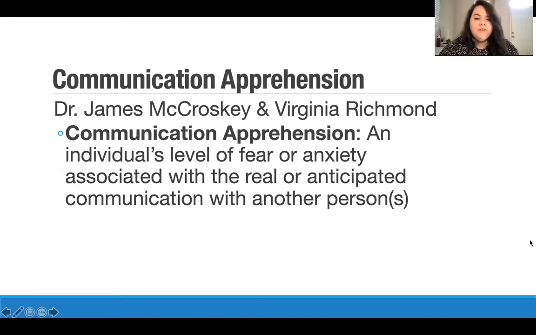Dr. James McCroskey and Virginia Richmond kind of coined this term, communication apprehension, and they refer to it as an individual's level of fear or anxiety associated with real or anticipated communication with another person. So note that that's not necessarily fear of giving a speech or fear of being spoken to, right? You're anticipating that there's something about a communication interaction that should be giving you anxiety.